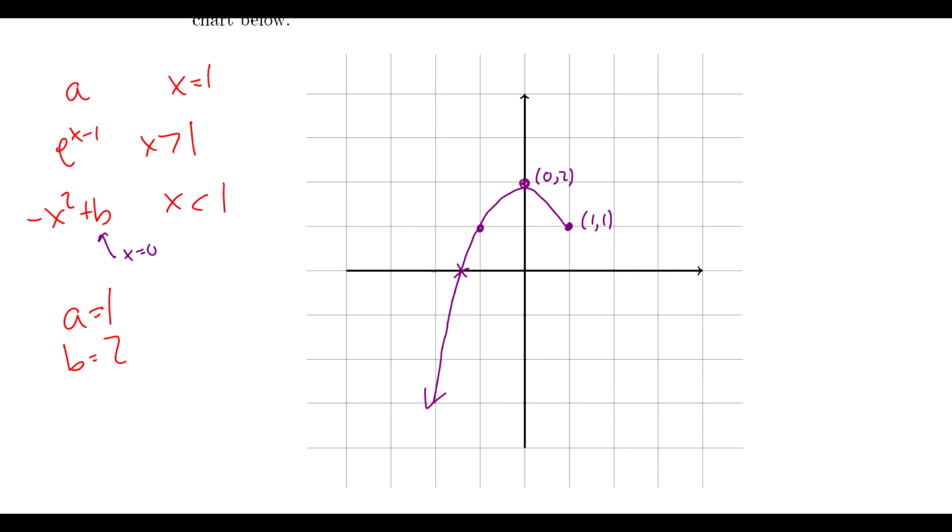Now we graph the right side, which is e to the x minus 1, and we don't really have to put in any values here because we know that e to the x grows really fast, so it is going to look like this. And this would be a nice graph.